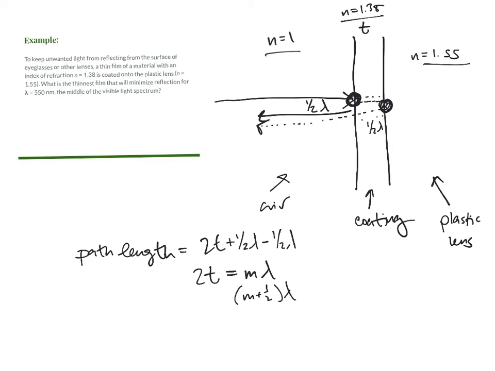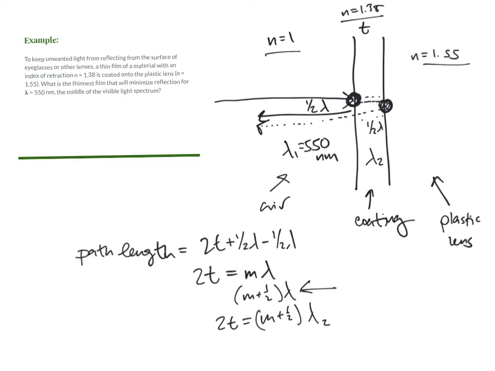Now, if we look at the question, it says we're keeping unwanted light from reflecting, and we're trying to minimize reflection. If we're minimizing reflection, that is destructive interference, which is this bottom doodad here. So we say that 2 times the thickness has to be equal to m plus 1/2 times the wavelength. But that is the wavelength that is inside the material, okay? Wavelength in here, we'll call it wavelength 2. Wavelength out here is wavelength 1. So we need to calculate wavelength 2. We have wavelength 1 equals 550 nanometers.